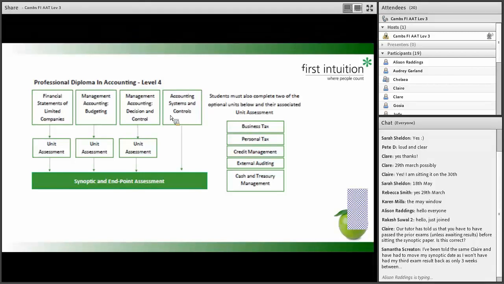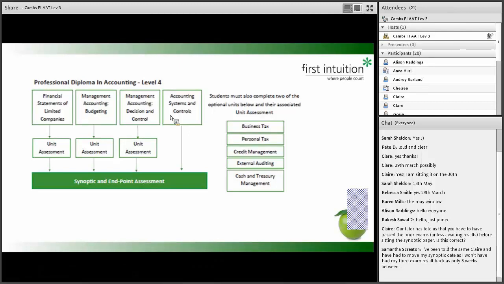Now, personally, I would not suggest that you do sit the Synoptic assessment unless you have passed those other individual units, because all of that knowledge is going to be passed through the Synoptic. But it is possible to schedule the assessment whilst you're still waiting for the results from those, or waiting to resit those. So you will have to just check with your training provider whether they're going to allow you to sit the Synoptic before those results have come through.